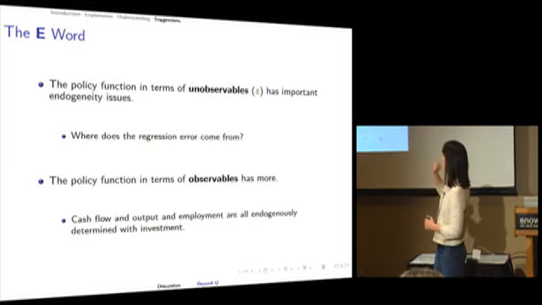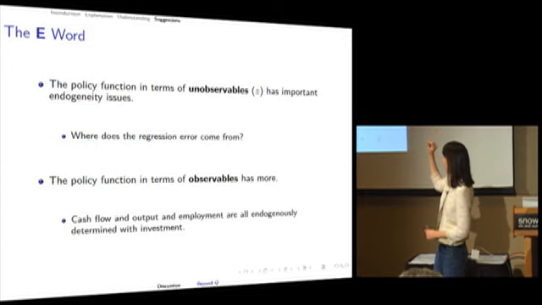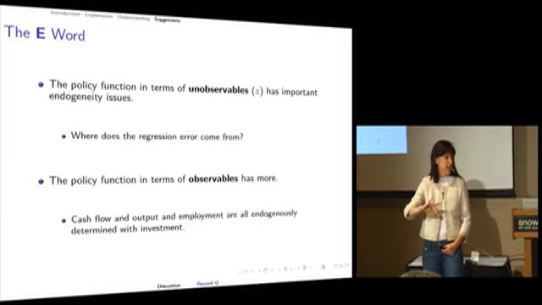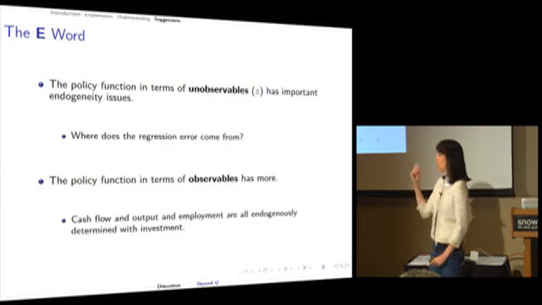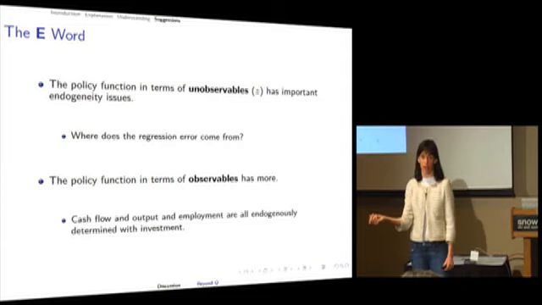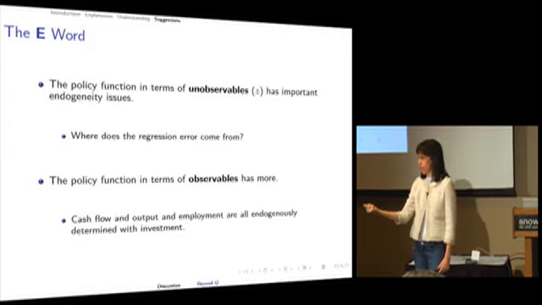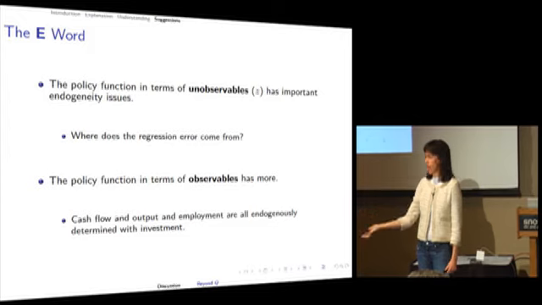But now I have some suggestions. So I'm going to have to disagree with Vito here. The policy function in terms of unobservables, K and Z, actually has some pretty serious endogeneity problems. And why is that? We don't know where the regression error comes from. Investment is a deterministic function of the capital and this unobservable shock. And so where does the error come from?